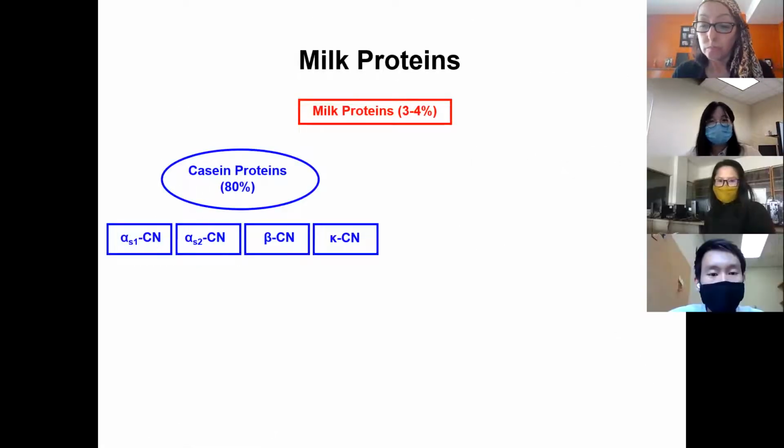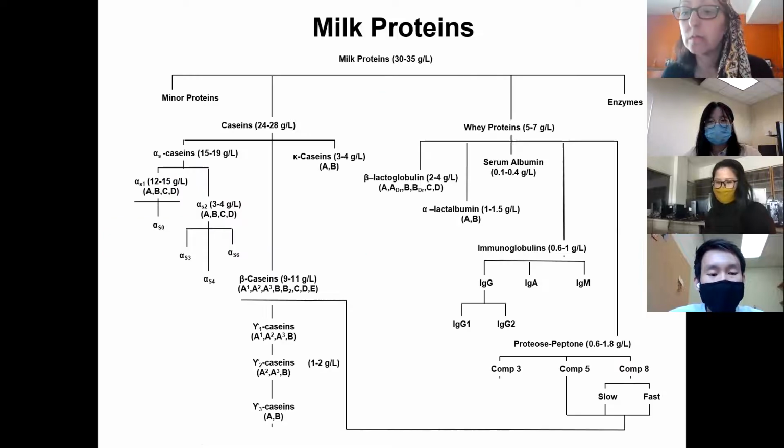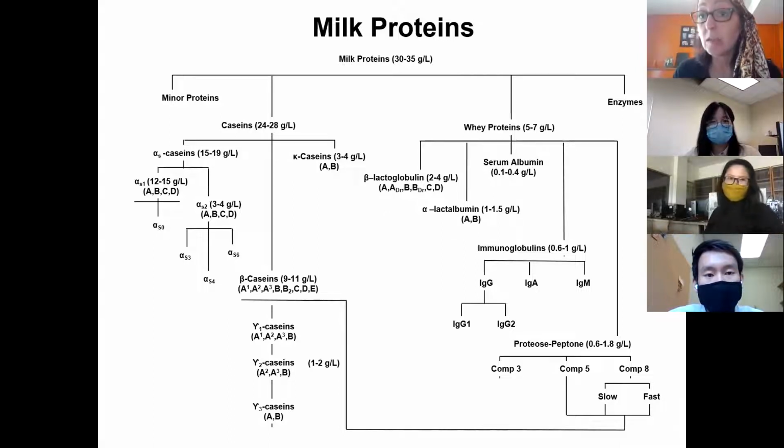So, I have a question. How are these variants different from each other? Do they just have different sequence of amino acids? Yes. There is a lot of homology among them, but there could be some differences in amino acid composition total and also in the sequence.